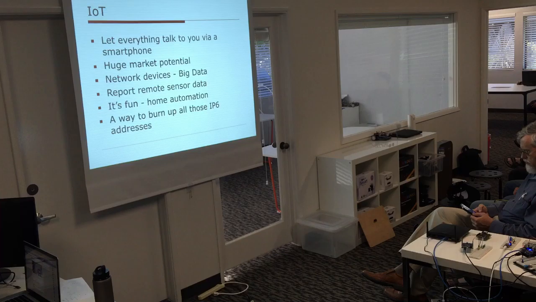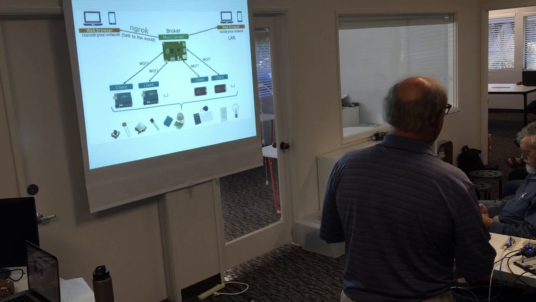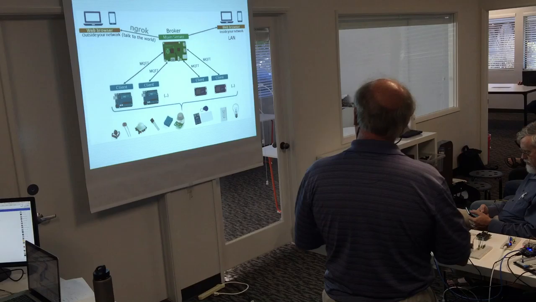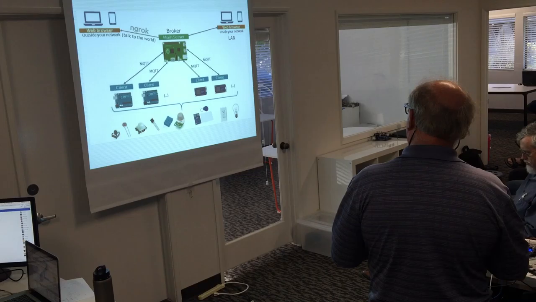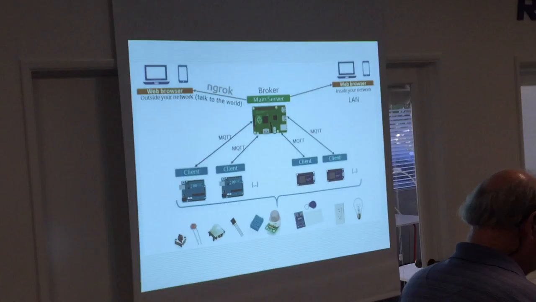So this is what I'm talking about. Up here in the upper right-hand corner is our browser-based device, be it a smartphone or laptop. We're going to connect it to a server, in this case a Raspberry Pi, and that's going to form our little local area network. Then we're going to connect our server out to various clients, whether they be Arduinos, these ESP devices, or some other device.